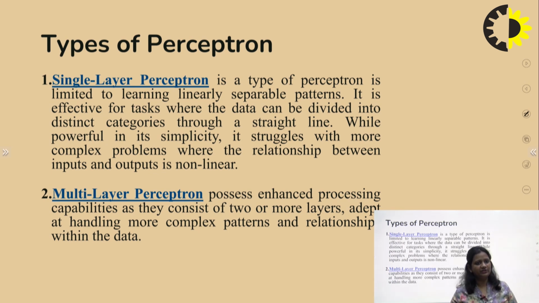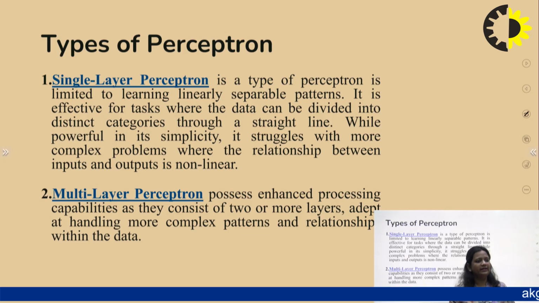If we have a large data set or complex problems, then single layer perceptron has a disadvantage in performing accurately. Multi-layer perceptron possesses enhanced processing capability as it consists of an input layer and one or more hidden layers, adept at handling more complex patterns. If we have a large data set and complex patterns, then we use a multi-layer perceptron to solve our problem.